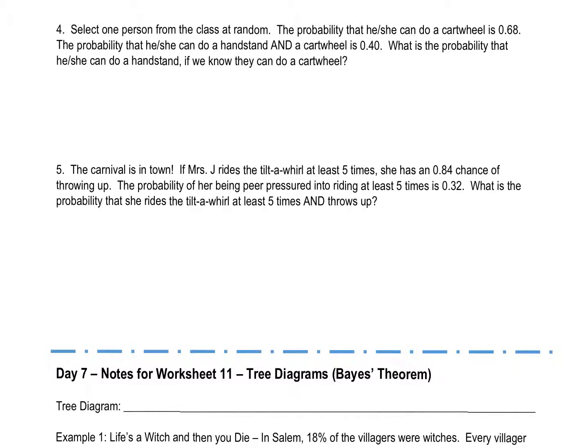And so this is example 4 and 5. We'll talk about number 2 in class, the part that I skipped. But let's select one person from class at random. Probability that person can do a cartwheel, this sounds like an interesting experiment to do tomorrow, is 68% or 0.68. Probability handstand and cartwheel is 0.4. What's the probability he or she can do a handstand if we know they can do a cartwheel?